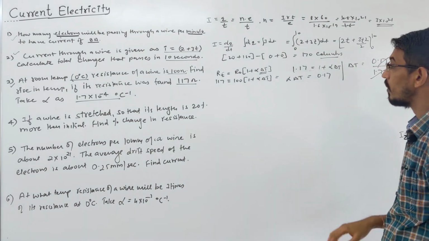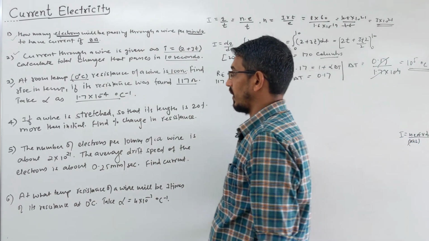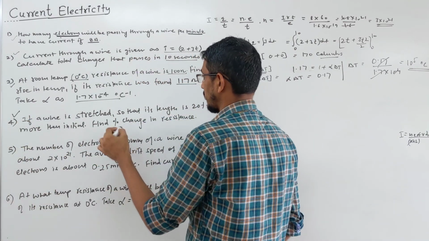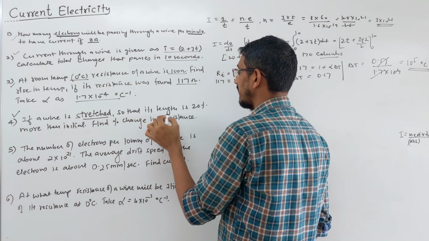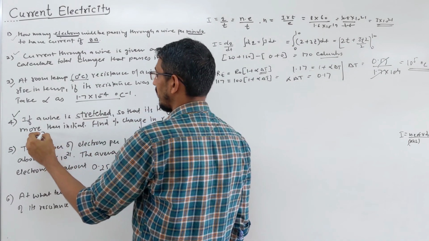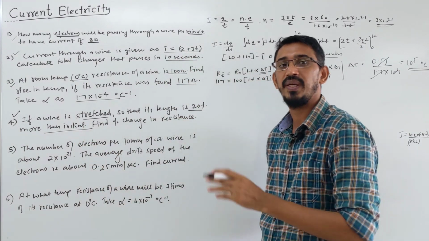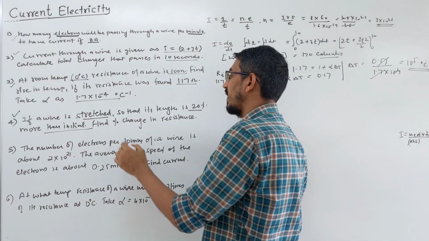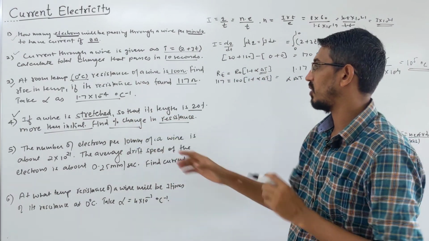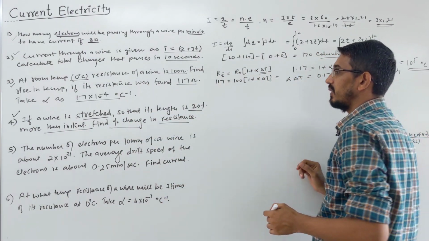Okay. Question number 4, let's see. If a wire is stretched so that its length is 20% more than the initial length, okay. Big error question given, okay. Find the percentage change in the wire's resistance. So these questions I'm doing with each and every topic of physics. Hope you understand how to do them.